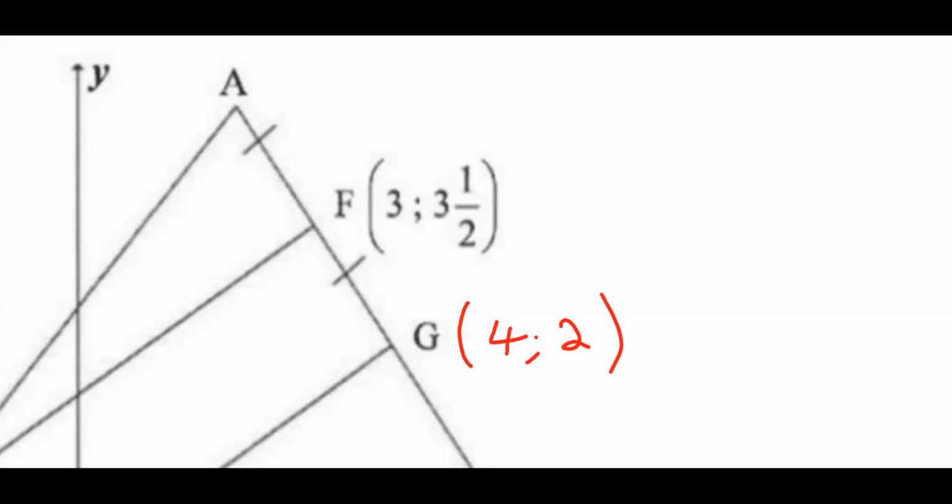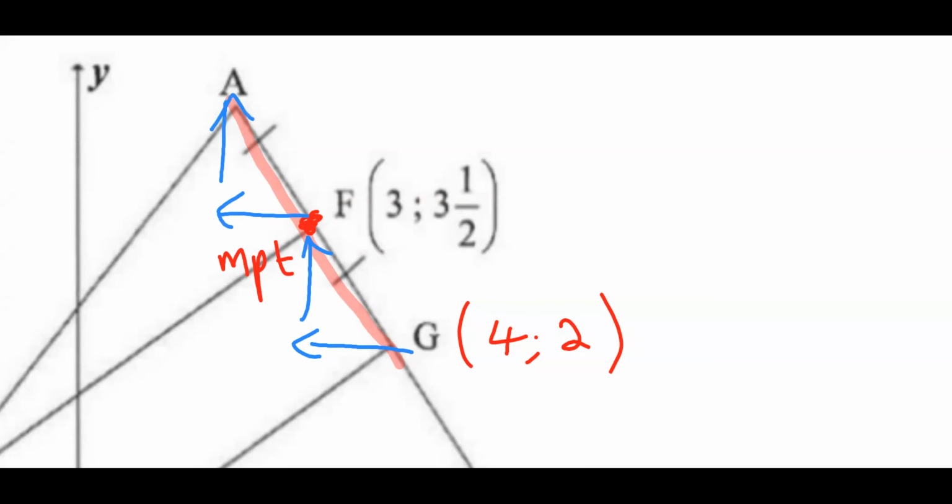Right, so F is the midpoint. Point F is the midpoint of this line AG. And we need to work out the coordinates of A. Okay, so this is how I would do it. I would find out how many units point G goes to the left, and then how many units point G goes up, and then we need to move F the same amount of units to the left and the same amount of units upwards. Okay.